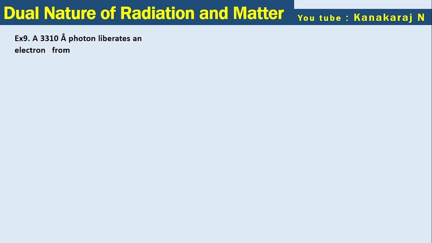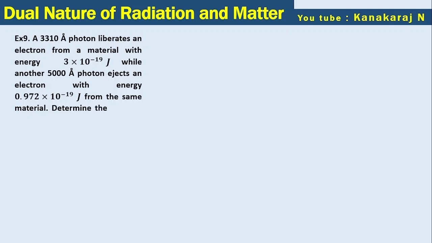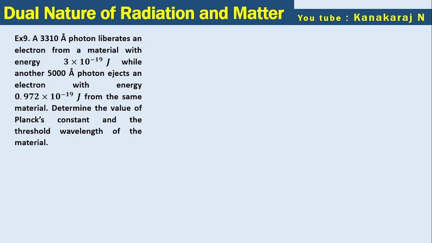A 3310 Angstrom photon liberates an electron from a material with energy 3 × 10^-19 joule, while another 5000 Angstrom photon ejects an electron with energy 0.972 × 10^-19 joule from the same material. Determine the value of Planck's constant and the threshold wavelength of the material.